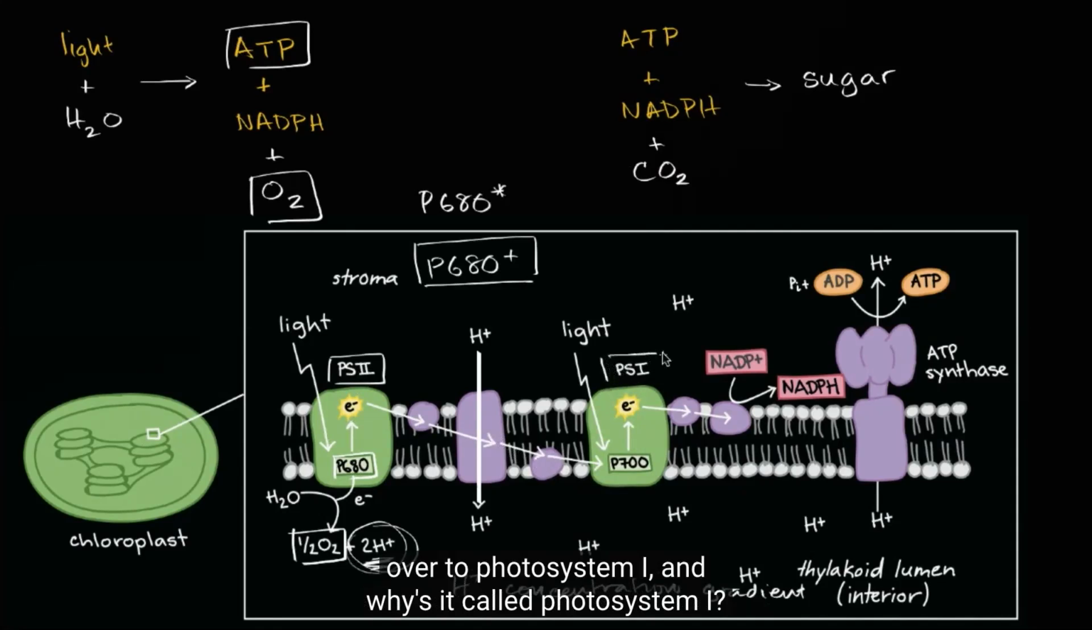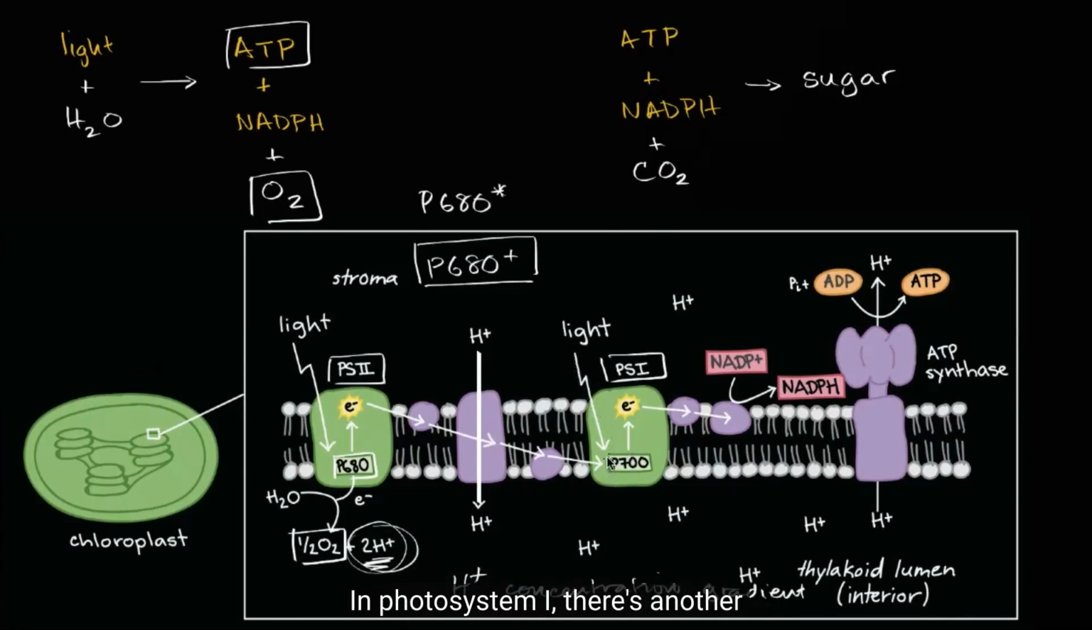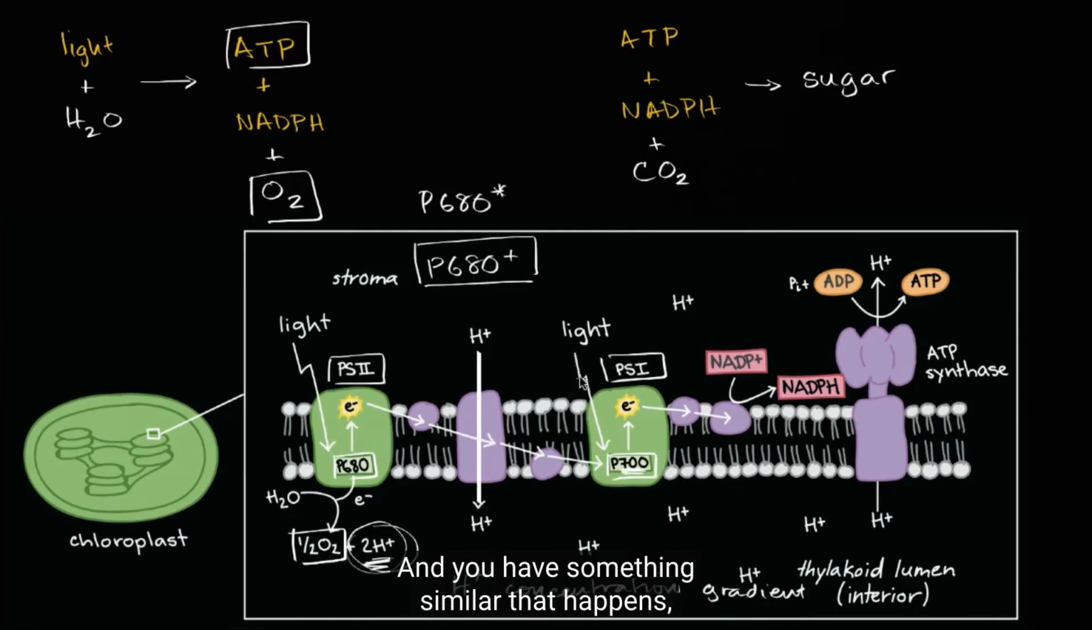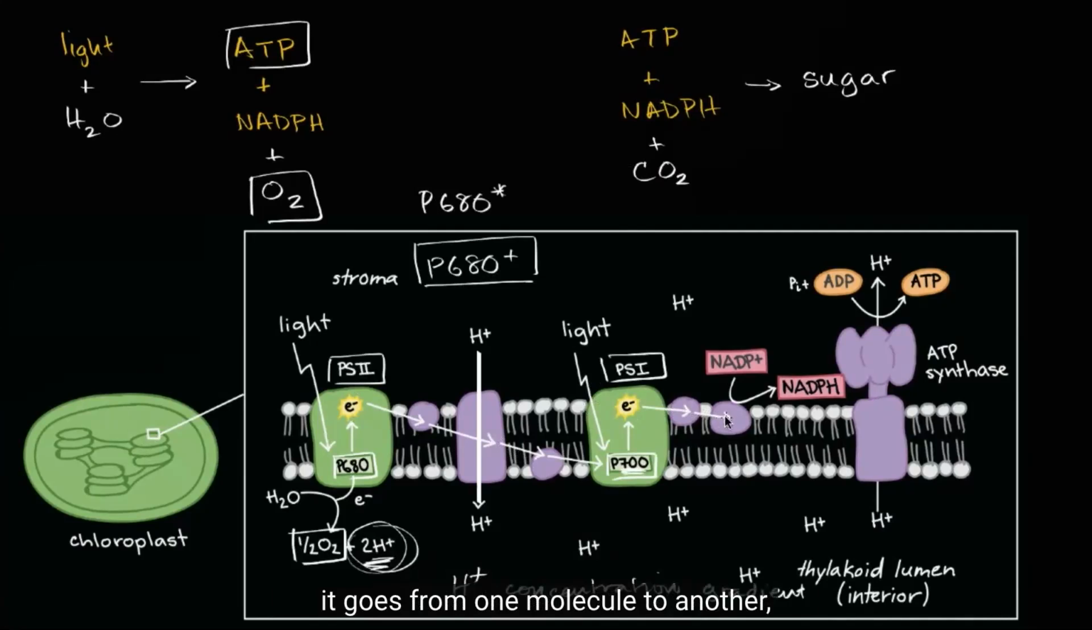And why is it called photosystem 1? Well, it's because it was the first one that was discovered. In photosystem 1, there's another chlorophyll A pair called P700, and that's because it optimally absorbs light of a wavelength of 700 nanometers. And something similar happens: light can either directly or indirectly excite its electron, and then as that electron goes to a lower energy level, going from one molecule to another, it can be used to reduce NADP plus into NADPH. And so that's where the NADPH comes from.